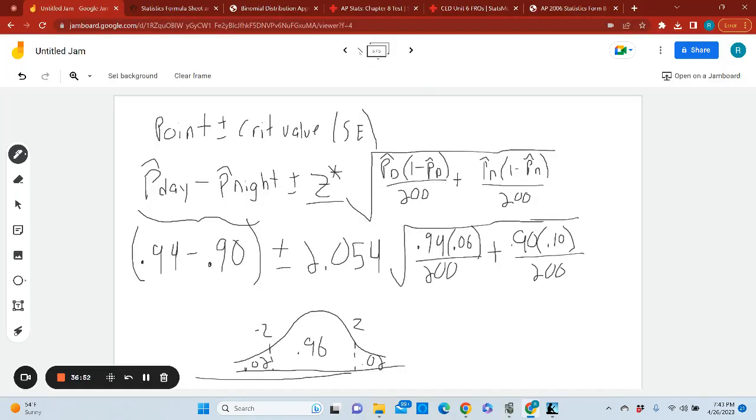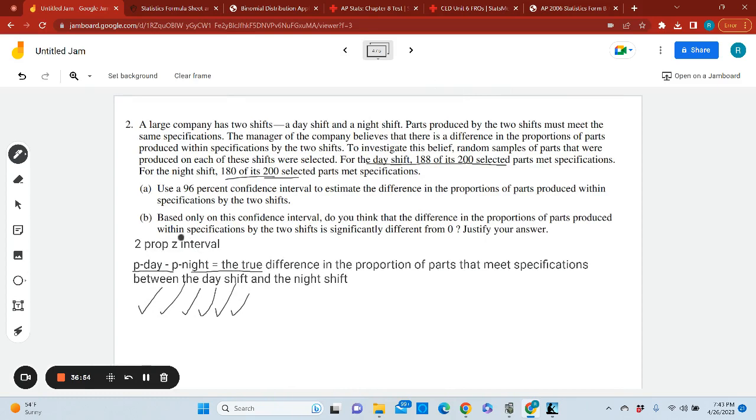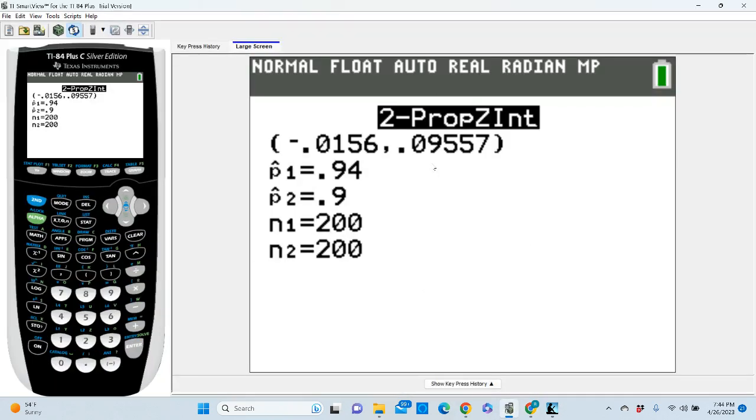Is that all they asked us to do for this question, was make the interval? No, it says, based on this confidence interval, do you think the difference in the proportion of parts produced within specifications by the two shifts is significantly different from 0? We just answered that. No, my interval has a 0 in it. So I do not have significant evidence of a difference between the quality of these two shifts, because my 96% confidence interval contains a 0.